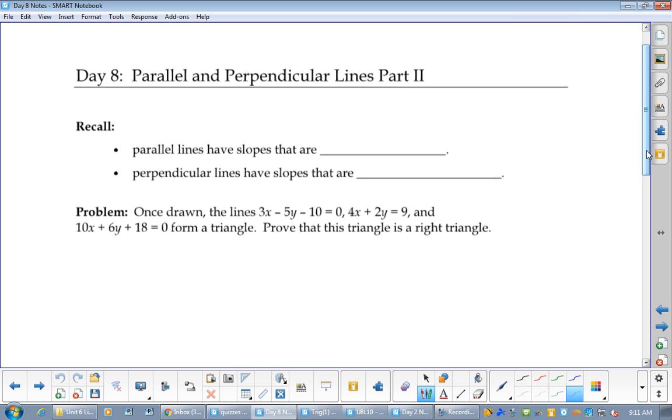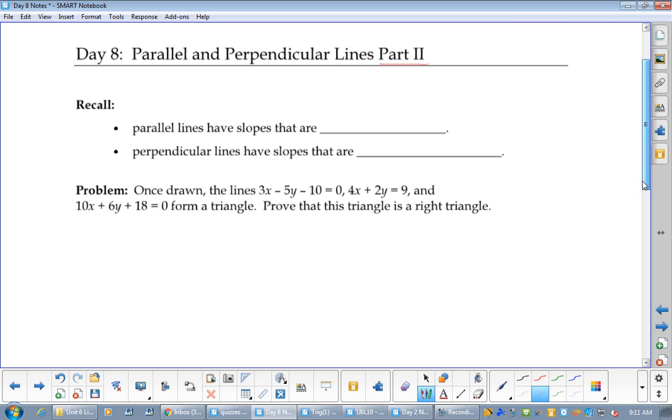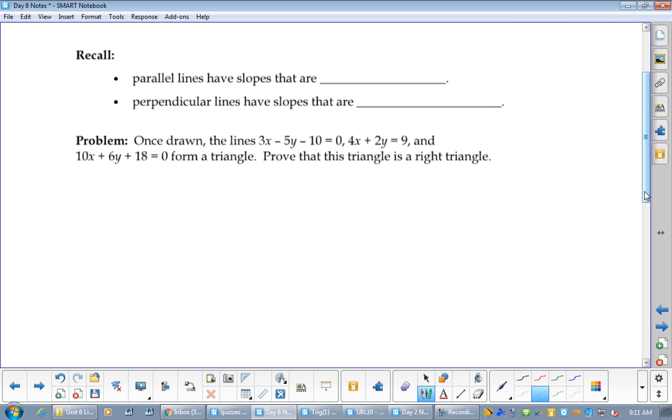So that's why we call this part "do." What do you know about slopes of parallel lines? Two parallel lines, what do we know about the slopes, Connor? They are the same or equal. What do we know about the slopes of perpendicular lines? Hisham? They are negative reciprocals.